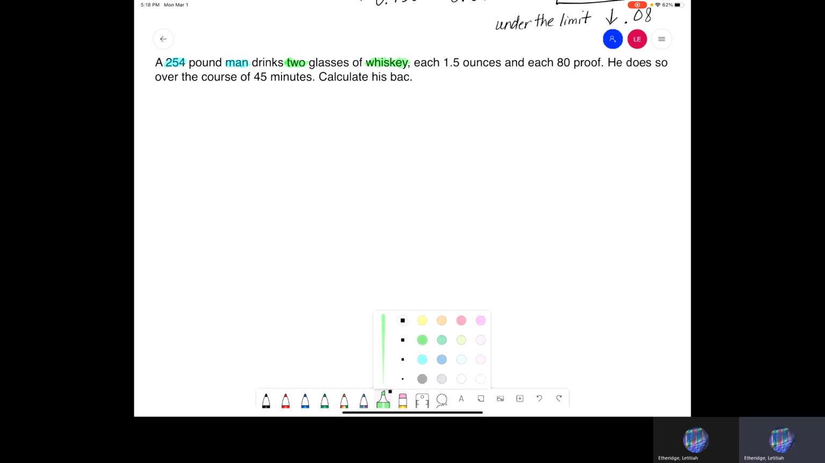Okay, the other thing that's really important is that it says that it was 1.5 ounces and 80 proof. That should tell you that this is a standard drink. He's not drinking anything out of the norm in terms of concentration. And then the last part, it says that it is done over the course of 45 minutes. And then it says calculate his BAC.